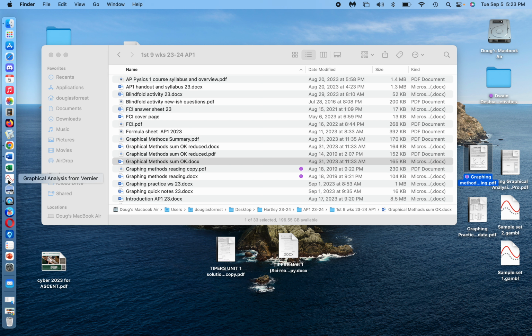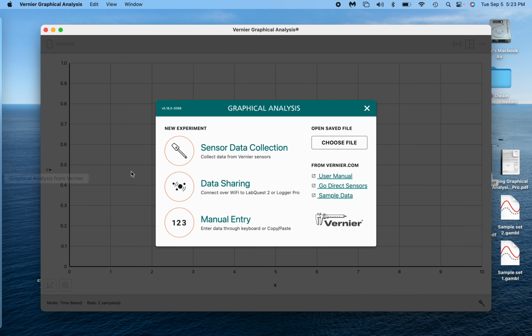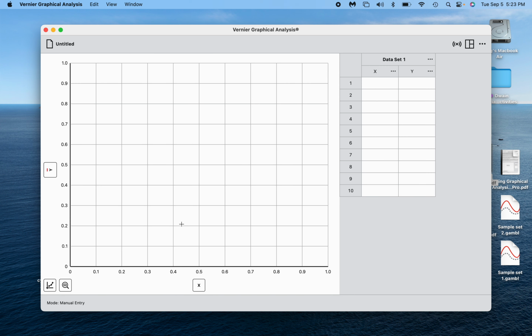Again, hopefully at some point you're going to be able to download it. You can put it on your phone, to be honest with you, so it's a free download. So if not, again, you can use it as a Chrome web app, I guess. So when it opens up like this, if we're not hooking up sensors and we don't have them yet, we're going to click manual entry.